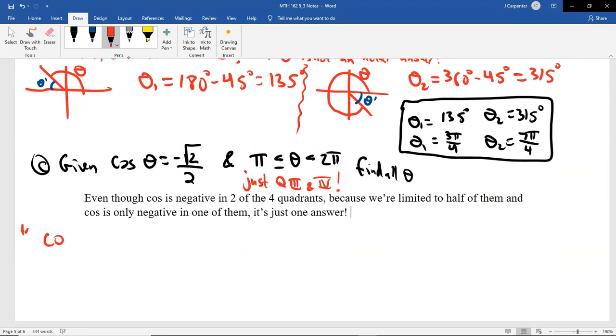All right, so before we actually get into what the answer is, we need to go to the reference angle. So let's try the cosine of theta prime equal to, ignore any positives or negatives, square root of 2 over 2.